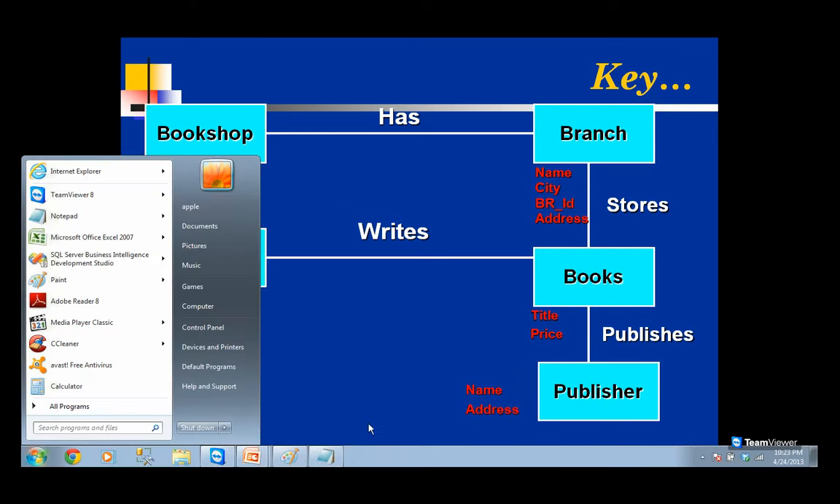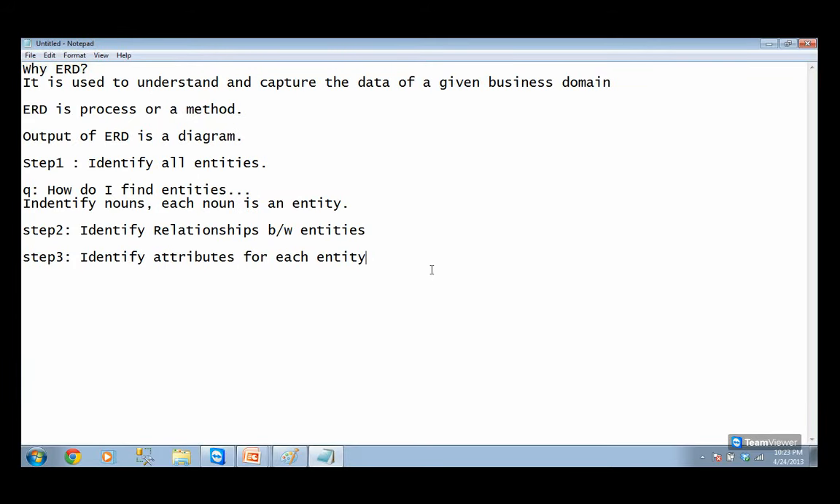Now step number four: identify the key for each entity. The question is, what is a key? Let us understand what is a key.